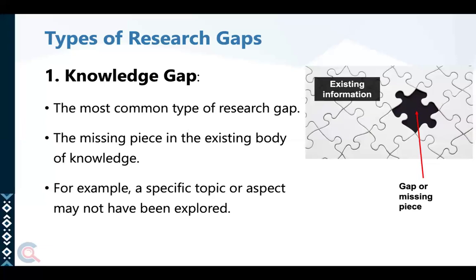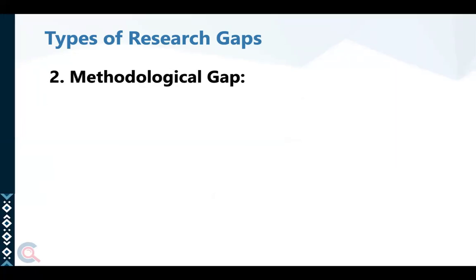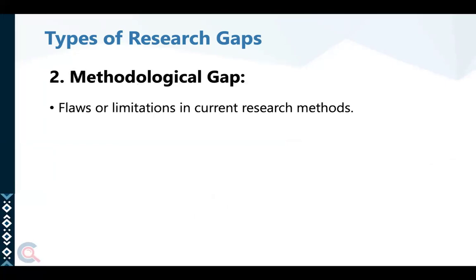So the gap in knowledge can really be something very broad, or a lack of knowledge in something that is very narrow, on a topic that has already been explored quite extensively. The second type of research gap is with relation to the methods or the methodology.